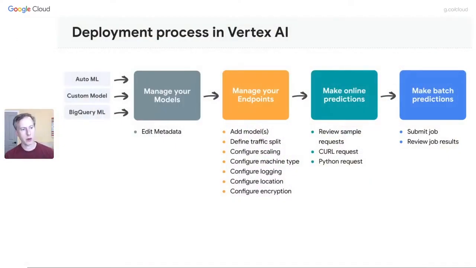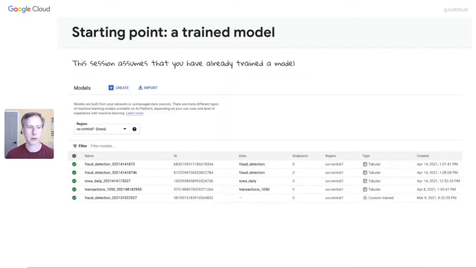So let's walk through first the deployment process in Vertex AI. We're going to show you from end to end, given a model that can come from a variety of different places, how do you manage it? How do you then deploy it to an endpoint so it can be used? And then once you have that endpoint, what are the different ways that you can make predictions with your model? We're going to talk about 2 different types, online and batch predictions.